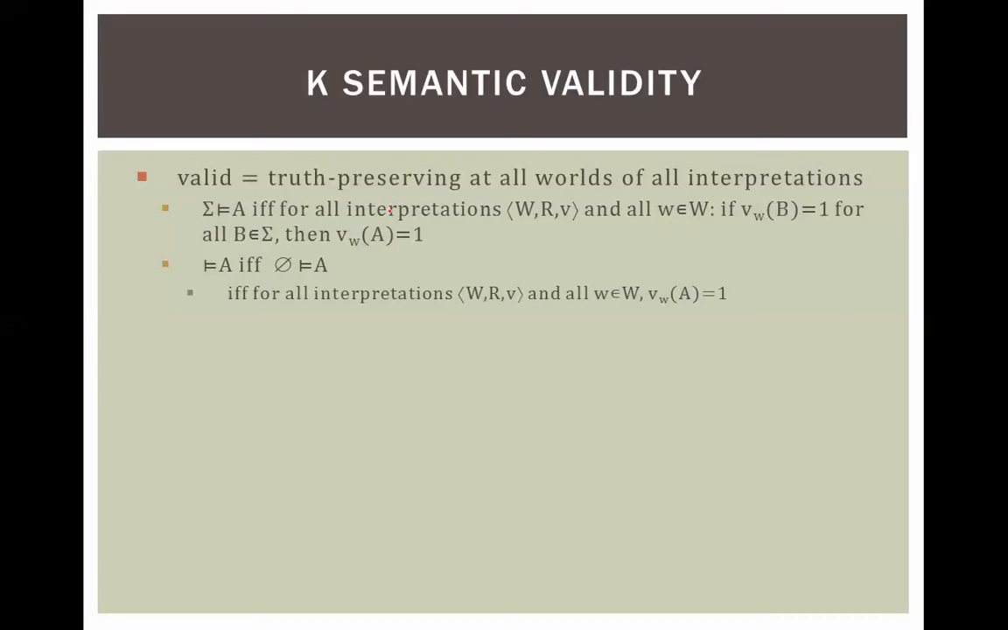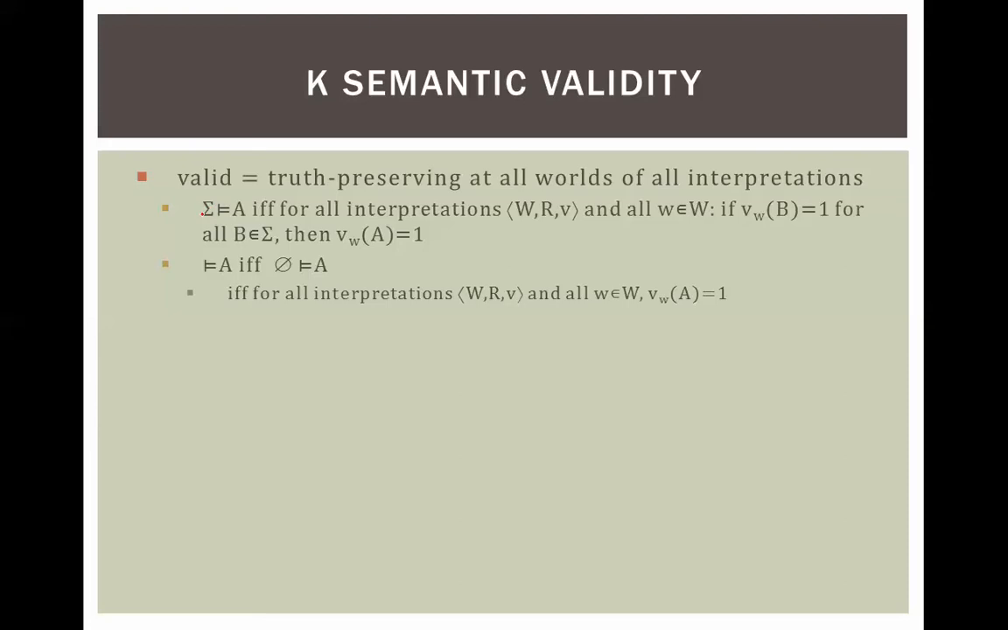All right, finally, what does semantic validity mean for modal logic? It means it's truth preserving at all worlds of all interpretations. So here we have semantic validity, remember the sideways T with the two prongs. And this Greek sigma means the set of formulae that are the premises, whatever it is that you use to prove the conclusion. Remember, it might be empty, it might have some premises in it, who knows?